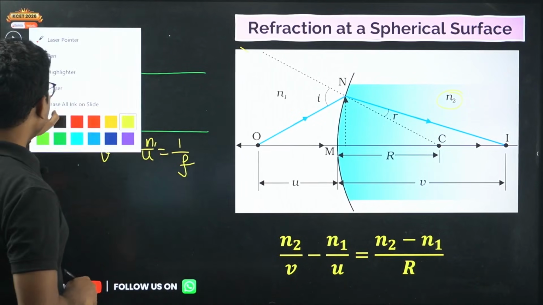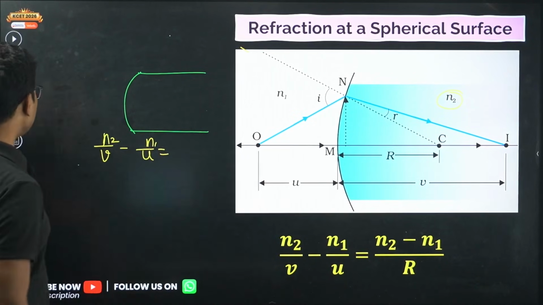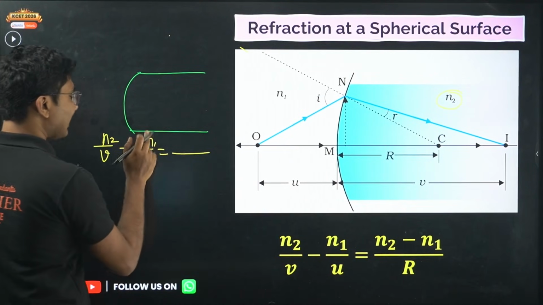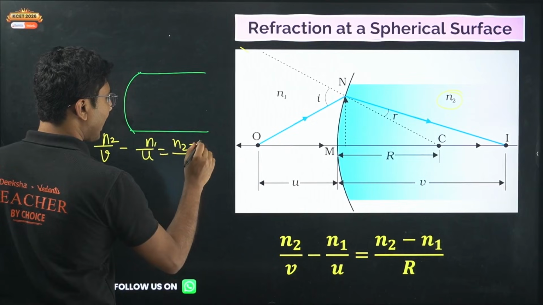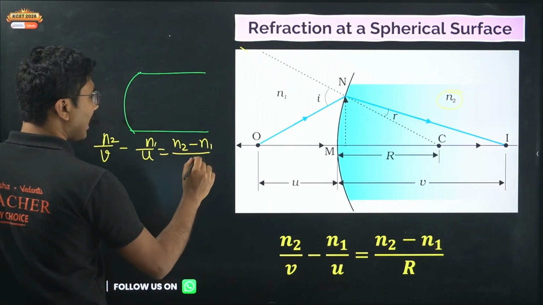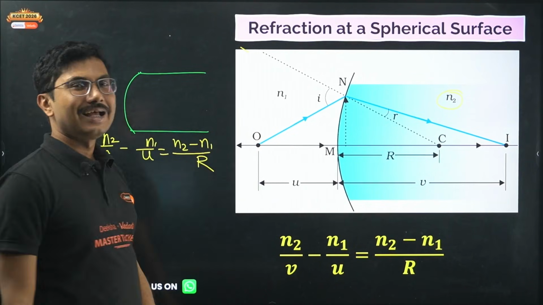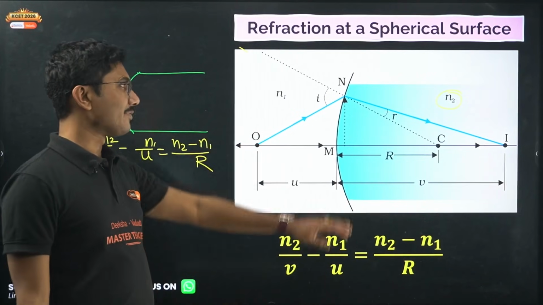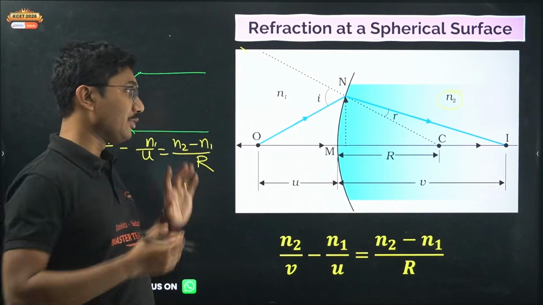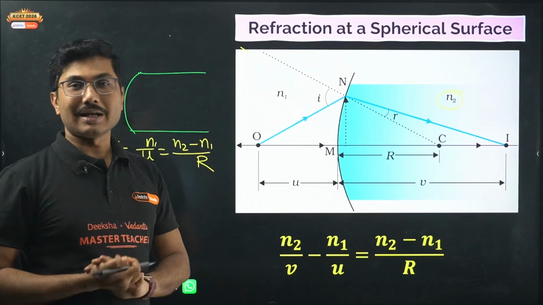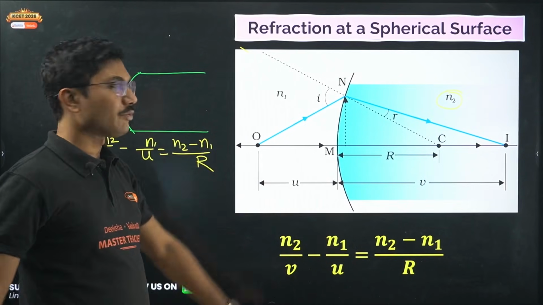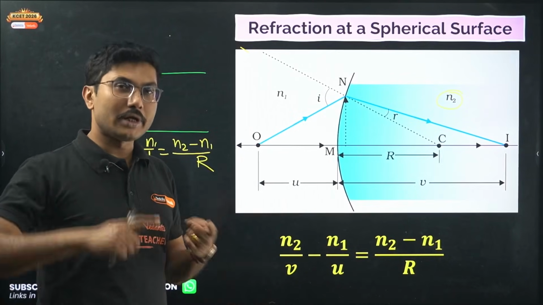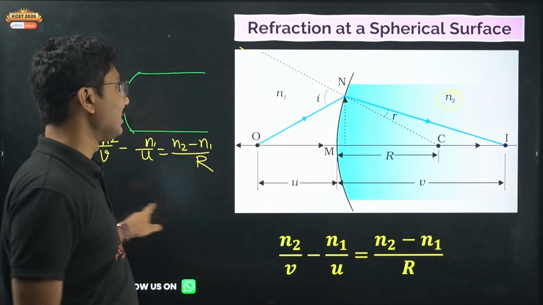Now next, obviously there is no focal length, so what you have to write on the right hand side is N2 minus N1 divided by the only quantity that you have in this case, the radius of curvature. So N2 minus N1 divided by radius of curvature gives you this equation. If you remember this, you can answer any question that comes from this formula. Do not ignore this formula. This formula is also important for PUC as well as KCET.